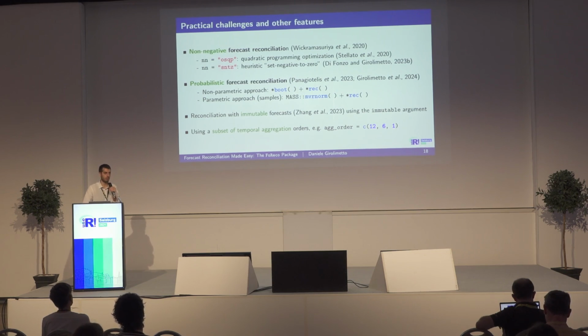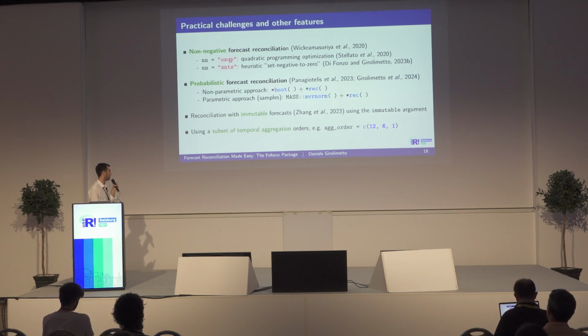One is the optimal solution using a quadratic programming optimization, using in this case OSQP. And the other one is a heuristic, that is the set negative to 0 approach. So we give you also the tools to provide you probabilistic forecast reconciliation using a non-parametric approach.